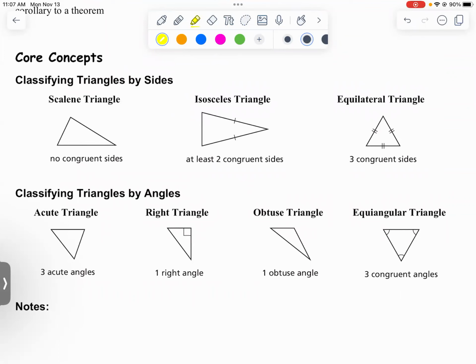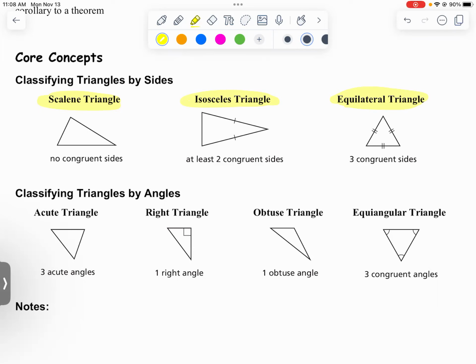All right, so let's talk about the different ways to classify triangles. Kind of boring, but that's fine. We'll accept boring on a Monday. There are 3 ways to classify a triangle by its sides. There is a scalene triangle, which means no sides are congruent. All 3 sides are different lengths. There is an isosceles triangle, where 2 sides are congruent. Equilateral, 3 sides are congruent.